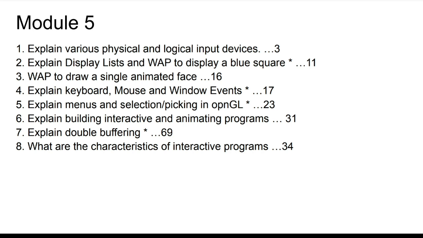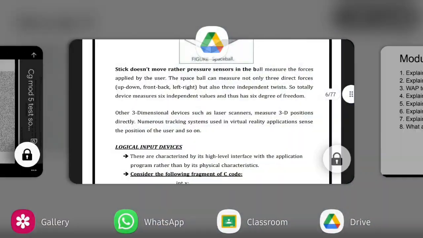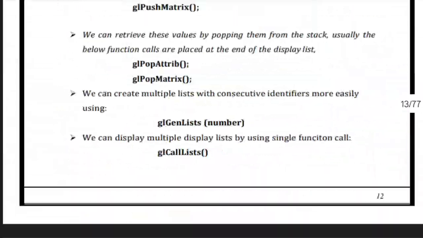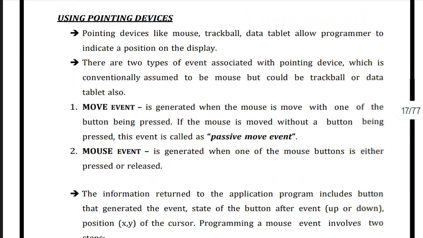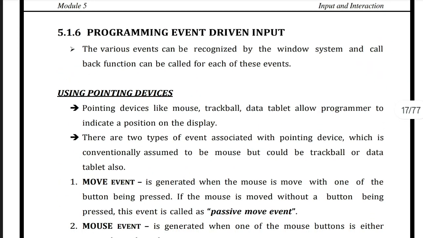Okay, so moving on, we have the next, which is explain keyboard, mouse, and window events. Very important question. It's present on page number 17. Let's go to page number 17. Here what you can see is 3 things: program driven programming, event driven input. Here we have 3 things: mouse, keyboard, and window.